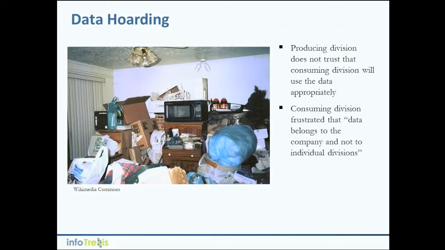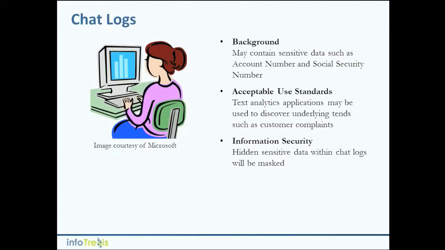The producing division does not trust that the consuming division will use the data appropriately, and the consuming division is frustrated that data belongs to the company and not to the individual divisions. This really goes against the grain when you're thinking about an MDM platform. Because of a lack of trust, the producing division will tend to hoard its data, and this creates a lot of consternation and a lack of productivity for many of these consuming divisions and for the organization as a whole.